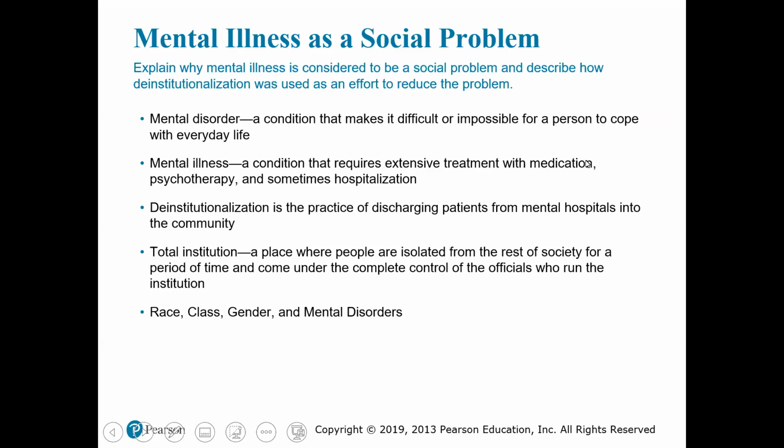Now let's look at mental illness. Mental illness is a social problem because of the number of people it affects, the degree of difficulty that exists in defining and identifying various types of mental disorders, and the manner in which treatment is provided. A mental disorder is a condition that makes it difficult or impossible for a person to cope with everyday life. A mental illness is a condition that requires extensive treatment with medication, psychotherapy, and sometimes hospitalization.